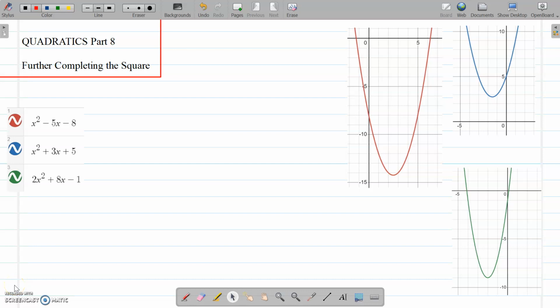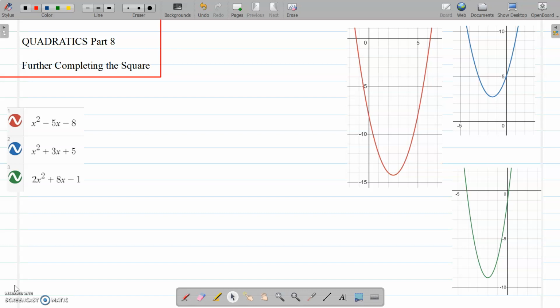Welcome to part 8 of our series on quadratics. Now we're going to move further with completing the square. We looked at a very brief introduction in part 7 and we're going to take that further now. We're going to look at expressions which have something slightly more complicated about them.